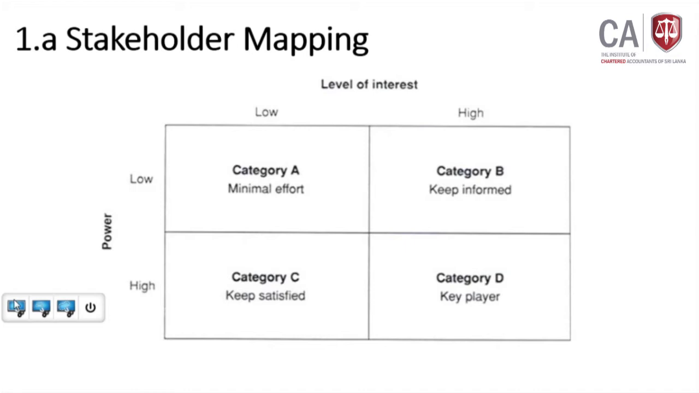Right. Here the second part of the application of stakeholder mapping is the identification of strategies. Identification of strategies to deal with each stakeholder party.